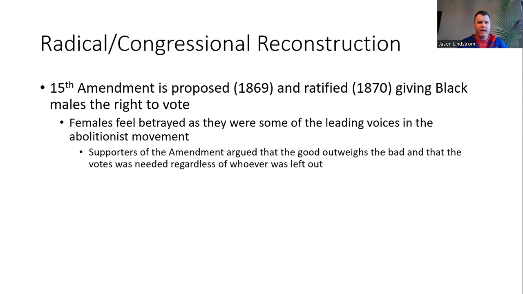The 15th Amendment is proposed in 1869 and ratified in 1870. That gives African American men the right to vote. This causes a little bit of problems because a lot of the early abolitionist movement was led by women, and it was tied into this women's suffrage movement to begin with. And so a lot of women felt betrayed that African American men were going to be given the right to vote before them, or without them, I suppose.